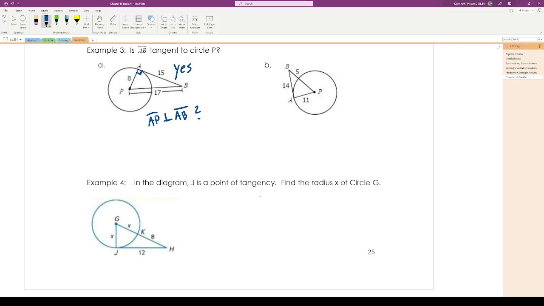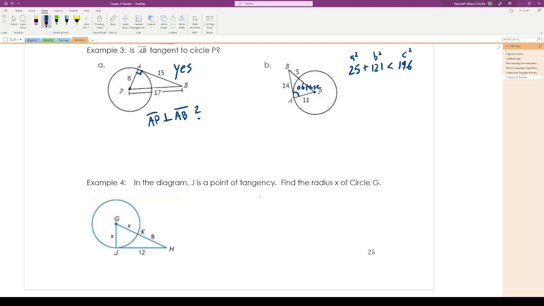Here we have 11, 14, and 5. That's not a Pythagorean triple, meaning it's not a right angle. We can confirm that with the Pythagorean inequality: 25, that's a squared, plus 121, that's b squared, and we would compare that against c squared. 14 squared is 140 plus 56, 196. So 196 is too big. C squared is bigger than a squared plus b squared, so this would be an obtuse angle, not a right angle.